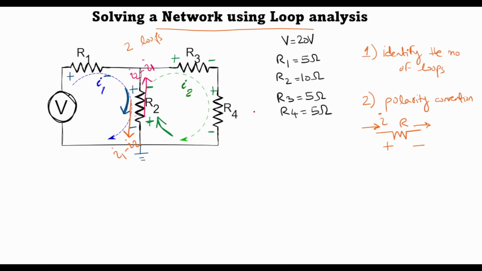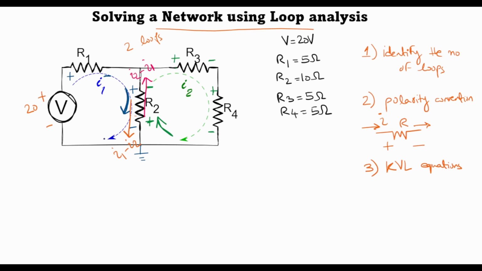The next thing we have to do is to write KVL equations. So we know the drops across all the resistors. We have a 20-volt battery with its negative connected to ground. So this is 20 with a polarity like this.